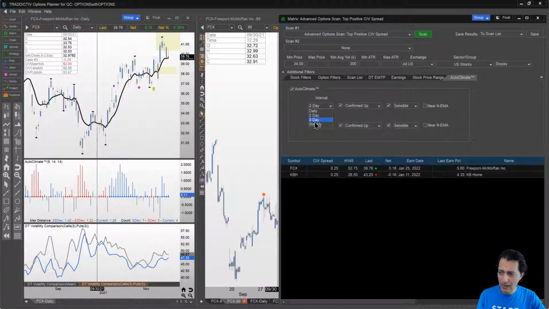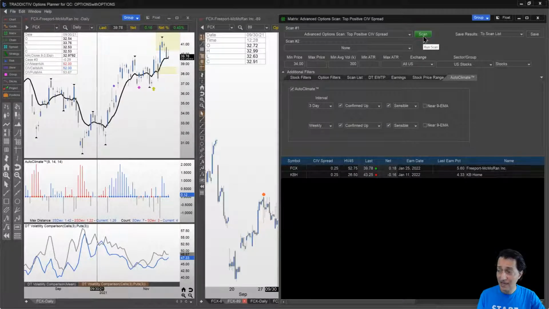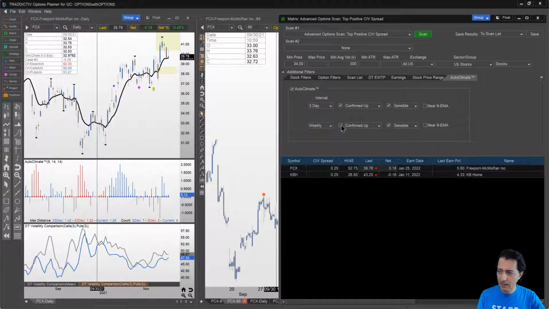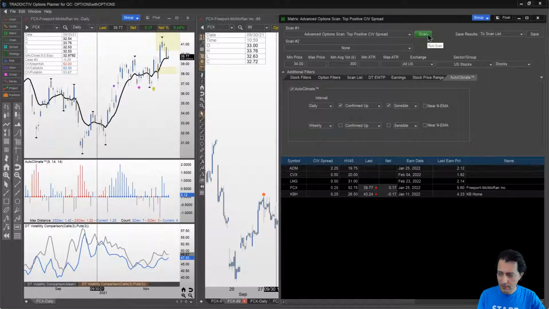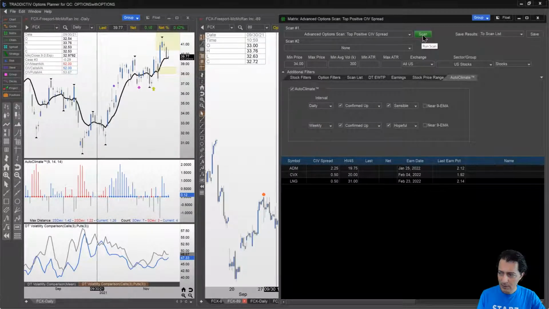So my last selection will be 3-day, and I also get the same choice. So in other words, if I uncheck weekly and I go back to daily, I am pretty positive I'm going to get more. Here we go. But the problem is that I'm pretty positive too that all of those are probably in a hopeful situation on the weekly time frame. You see, now if I add hopeful, I get some of the symbols that were there before.